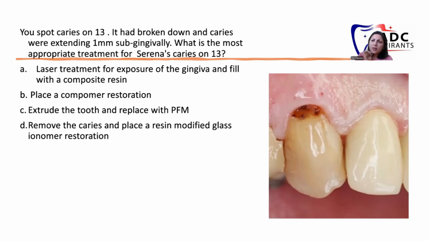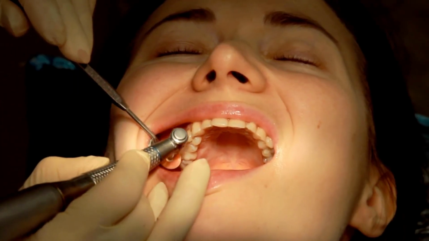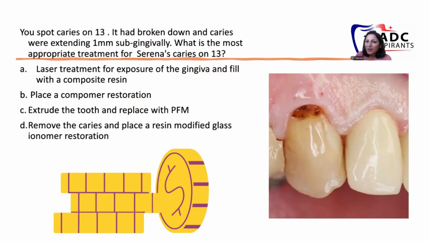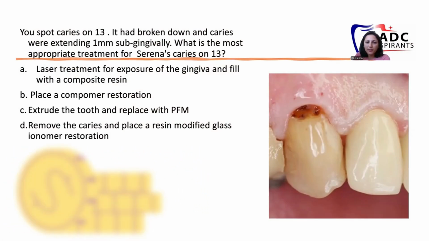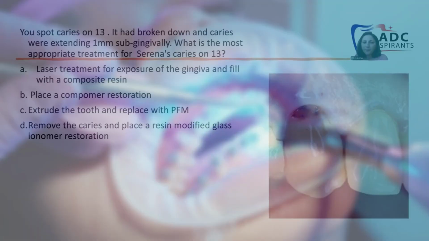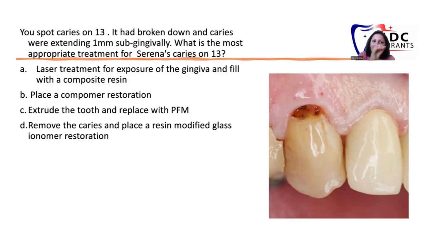Why? Because she's not concerned about aesthetics. She's not concerned about how good the teeth look. And financial constraints is what my barrier is here. Laser treatment, composites, everything will cost her more money, right? That's why A and C go out of the window. B and D remain.